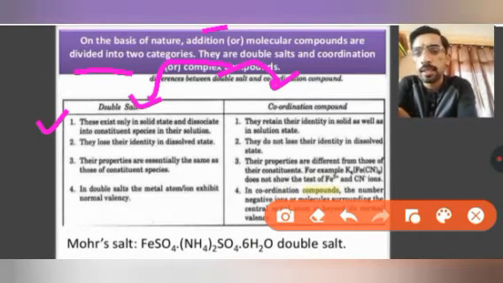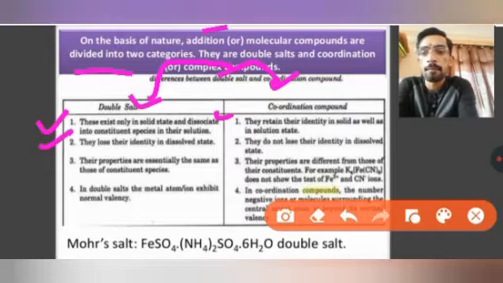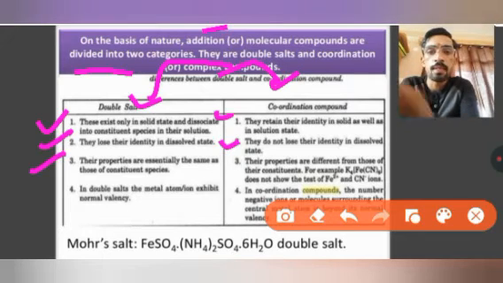First, double salts exist only in solid state and dissociate into constituent species in solution, whereas coordinate compounds retain their identity in solid as well as in solution. Second, double salts lose their identity in the dissolved state, whereas coordinate compounds do not lose their identity in the dissolved state. Third, in double salts the properties are essentially the same as those of the constituent species, whereas in coordinate compounds the properties are different from those of their constituents.